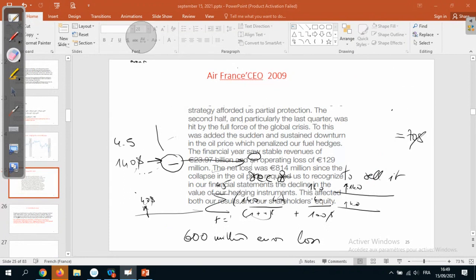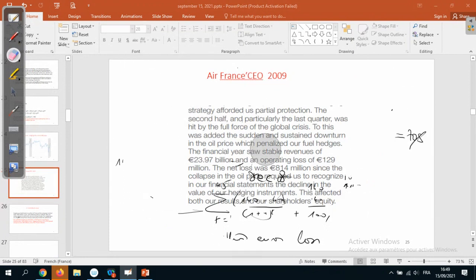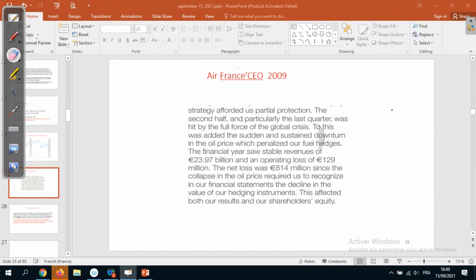That's in the financial accounts of Air France in 2009. The chief officer of Air France wrote: the second half of 2008, and particularly the last quarter, when the oil price moved down in December to $40, was hit by the full force of the global crisis. To this was added the sudden and sustained downturn in the oil prices, which penalized our fuel hedge. Exactly what I taught you.